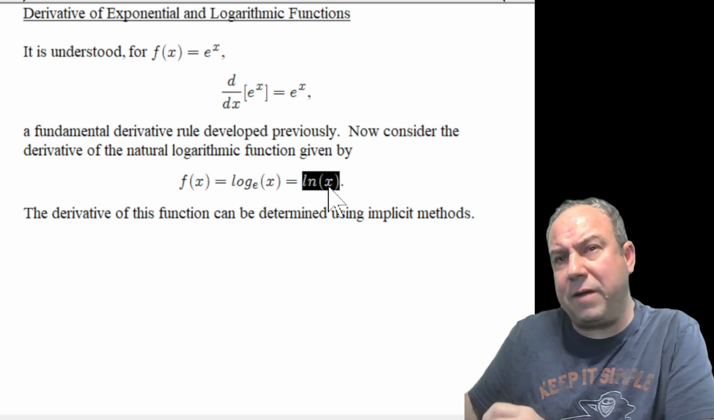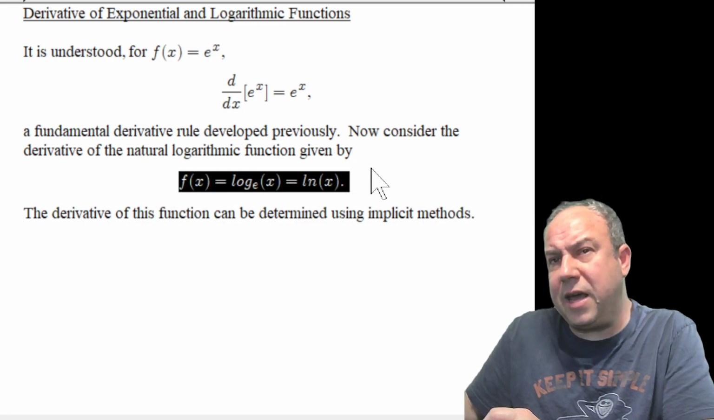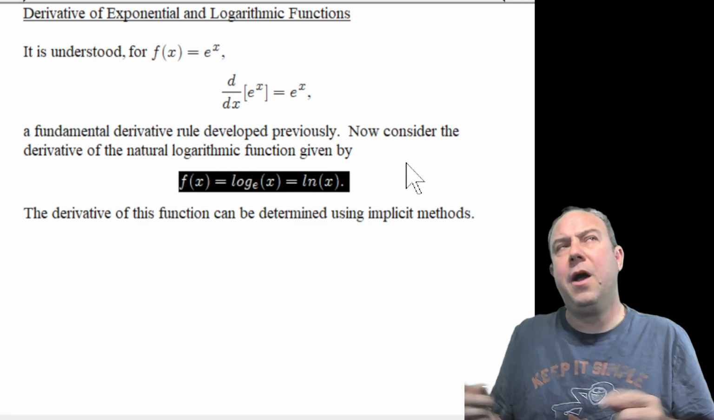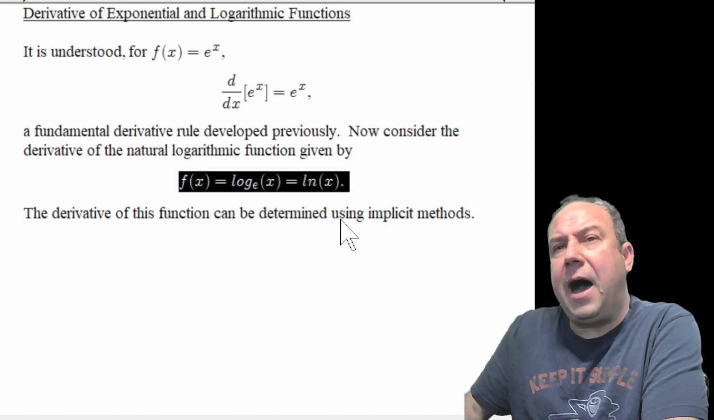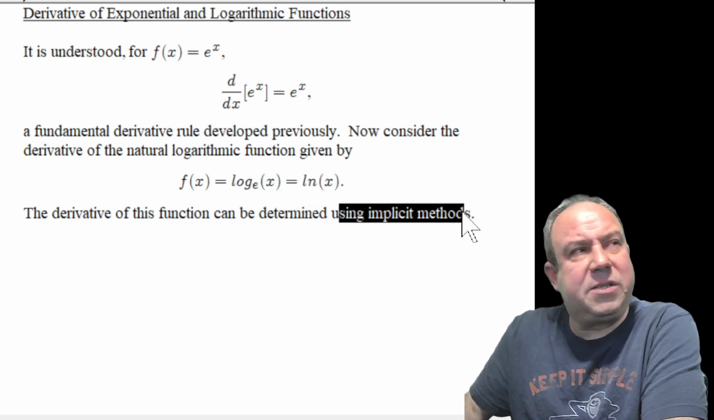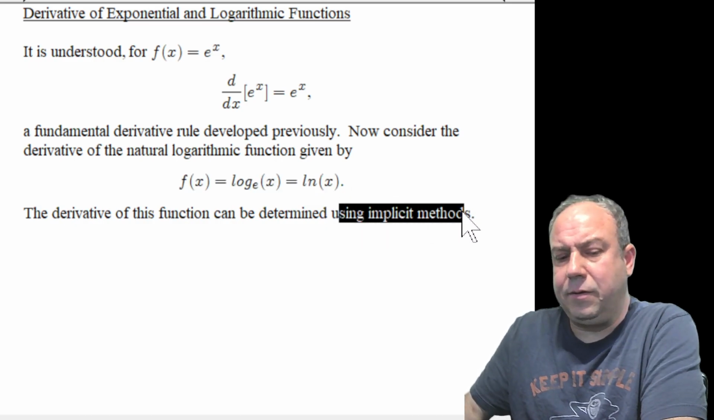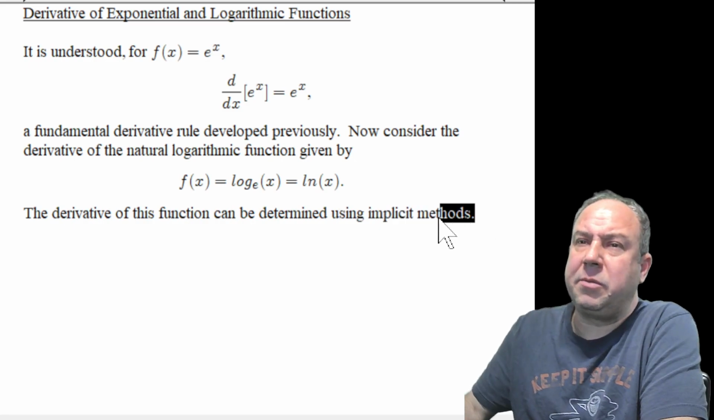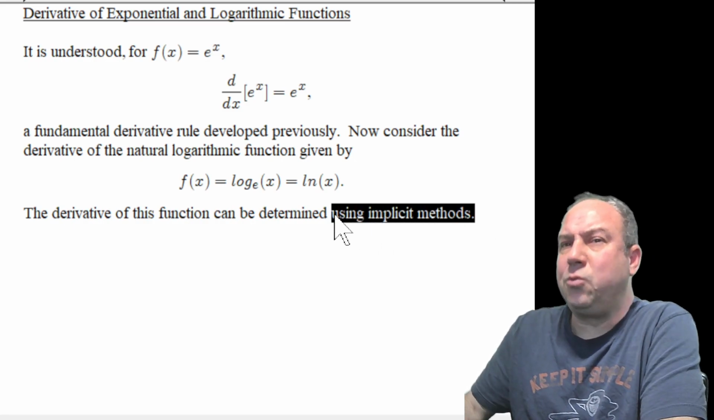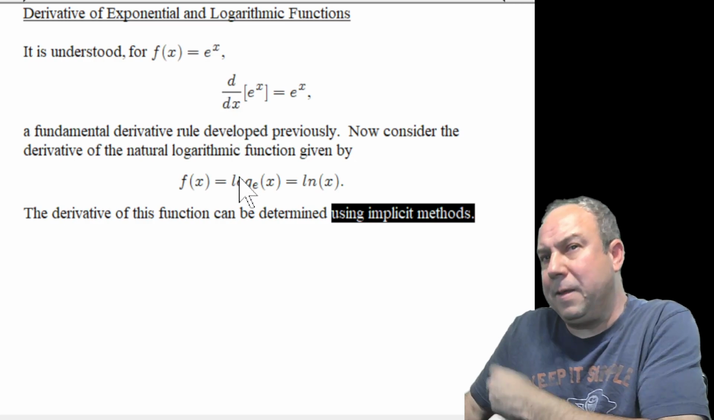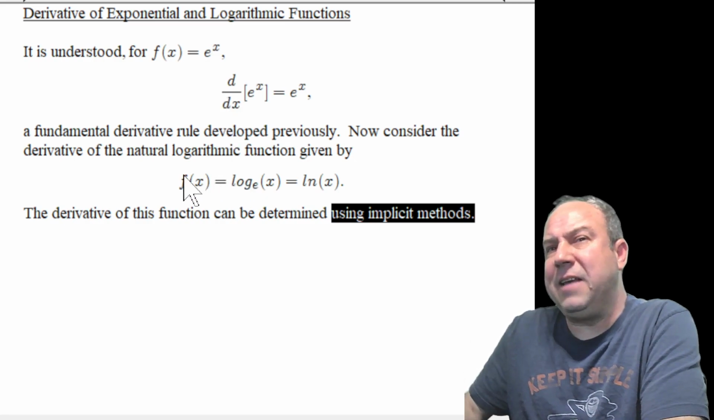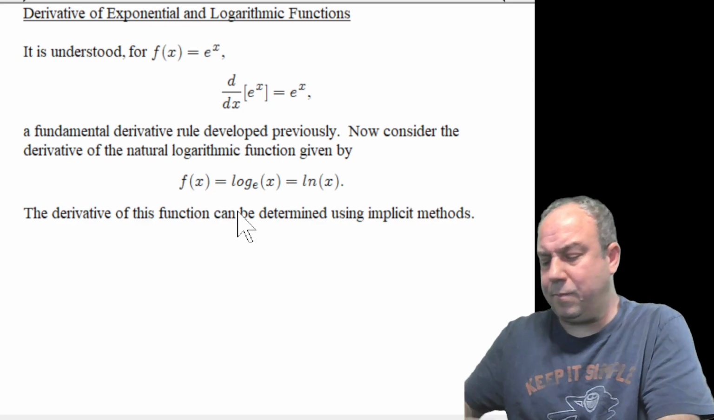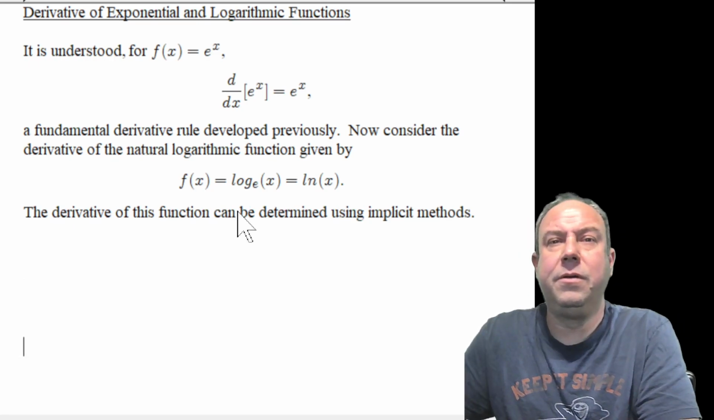And the way we're going to go about finding the derivative is we're going to exploit that inverse behavior along with what are going to be some implicit techniques. We are going to look at some implicit techniques as we examine this inverse behavior. All right, let me bring this into view.